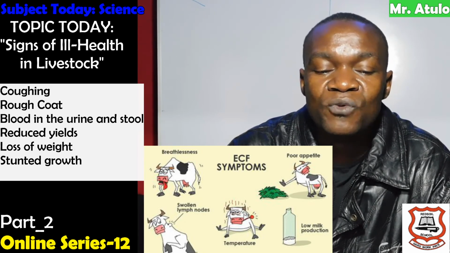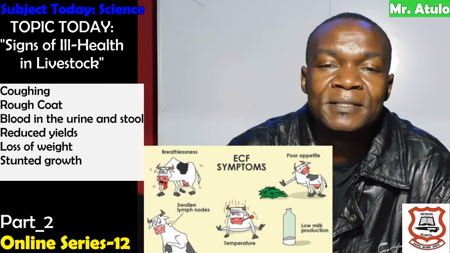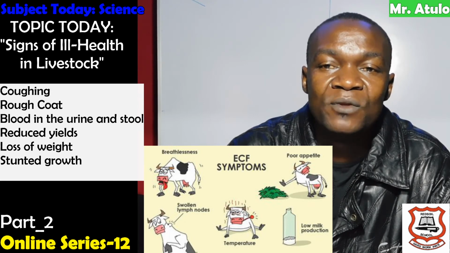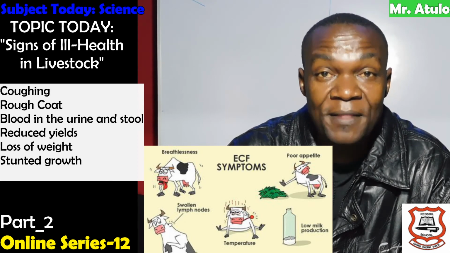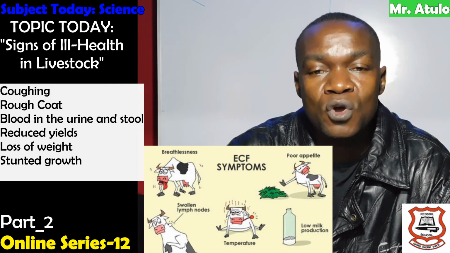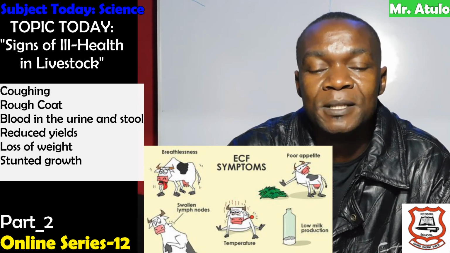So it's important to be observant and, anytime you see such indications that we mentioned: the stunted growth, loss of weight, reduced yields, blood in the urine, as well as a rough coat. These will tell you that the animal is not well and therefore should be treated so that it can be normal. A normal animal is equal to good yield.